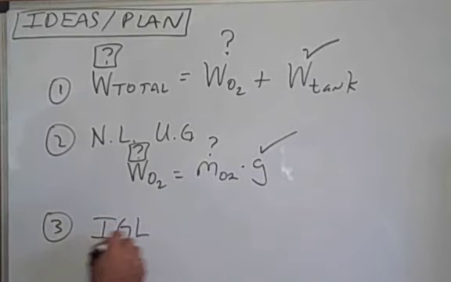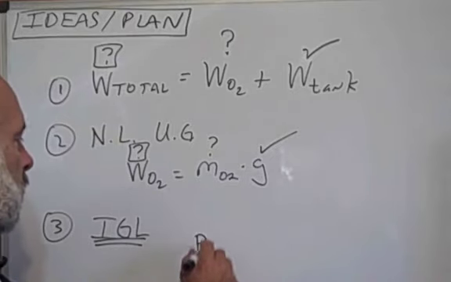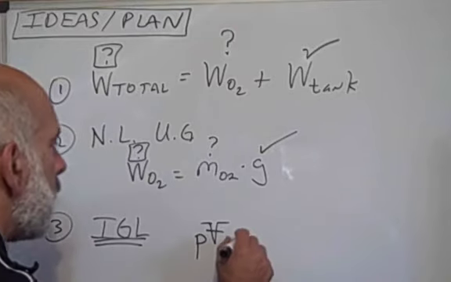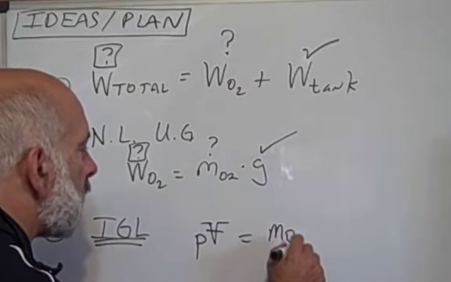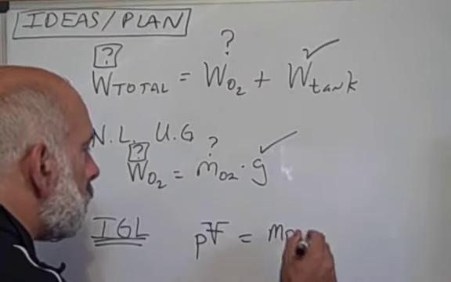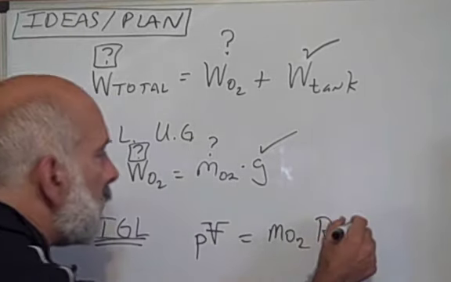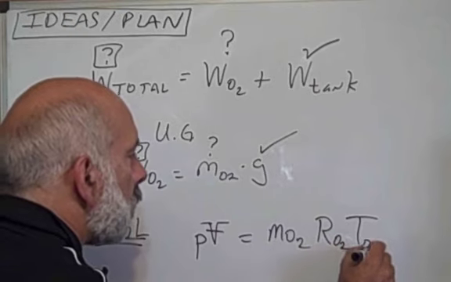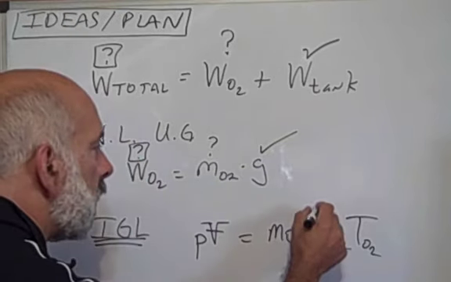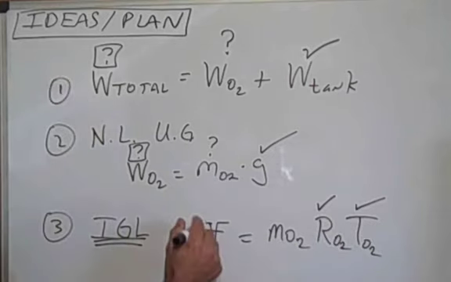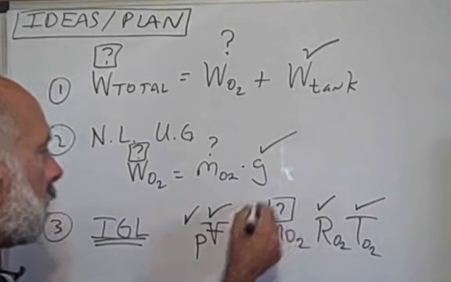So if we select the ideal gas law, we know that the pressure of oxygen in the tank times the volume of the tank is equal to the mass of the oxygen in the tank times the gas constant for O2, the specific gas constant, times the temperature of the O2. We can look this up. This is known. The volume is given. The pressure in the tank is given. This is our goal. Excellent.